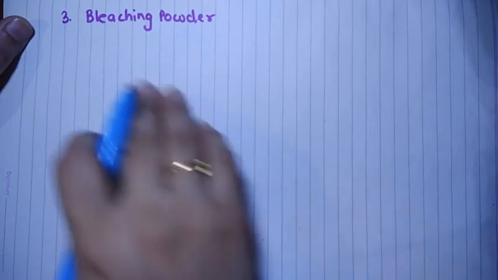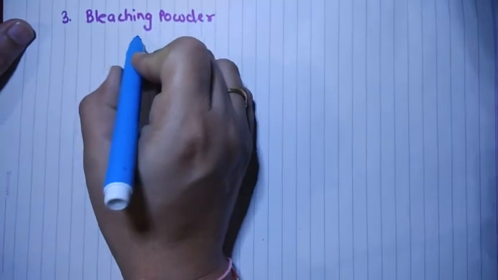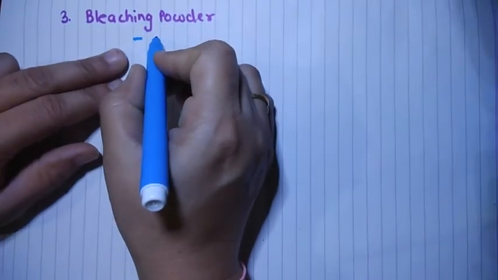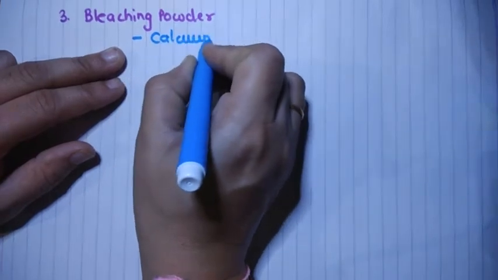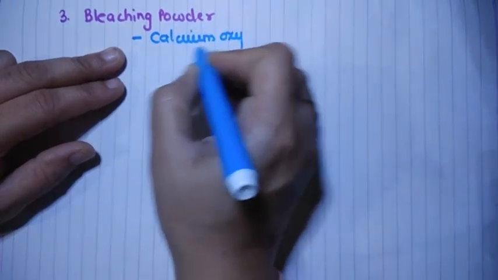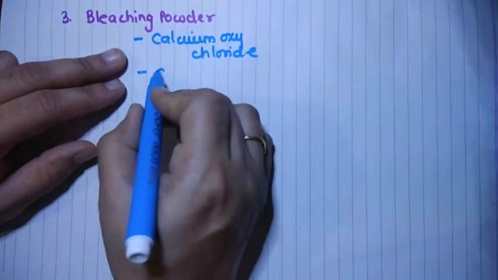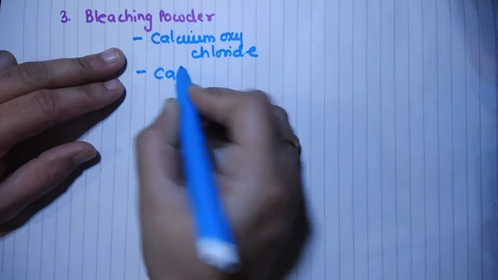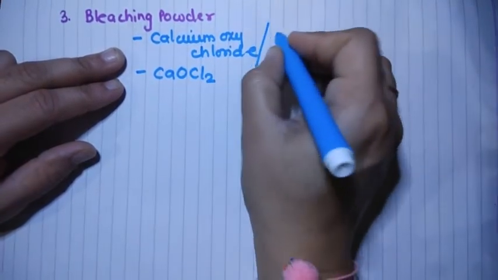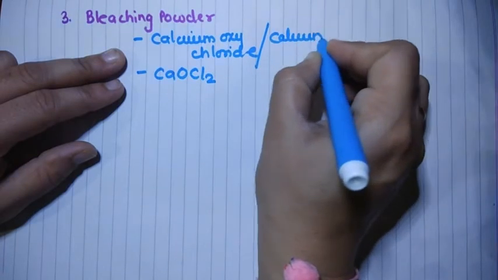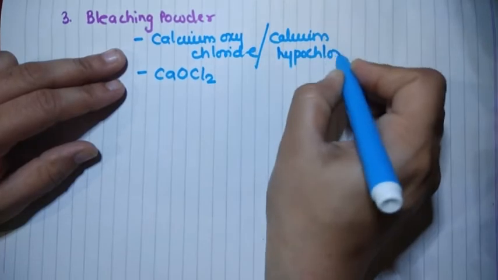Let's talk about another common salt, that is bleaching powder. What is the chemical name of this bleaching powder? It is calcium oxychloride, and its formula is CaOCl2. It is also known as calcium hypochlorite.